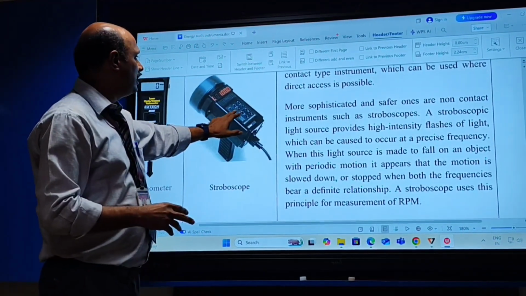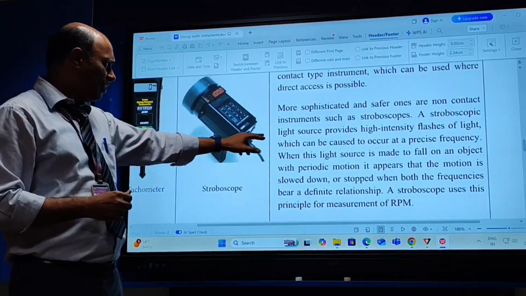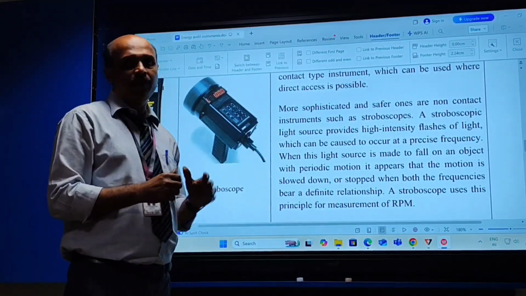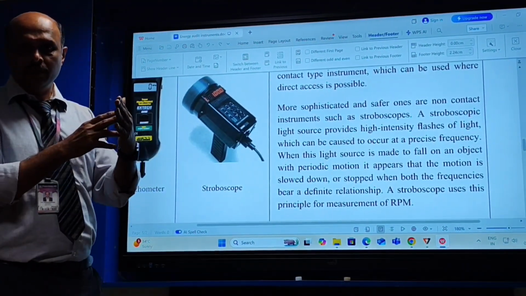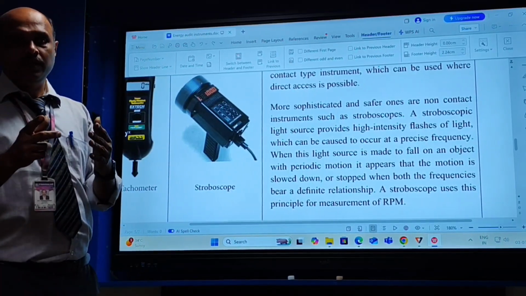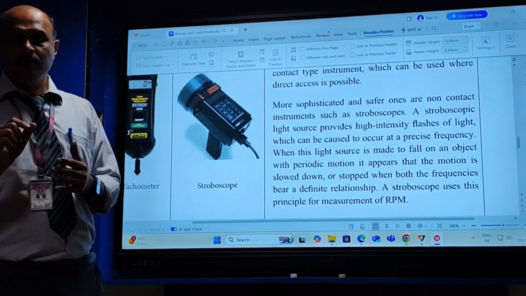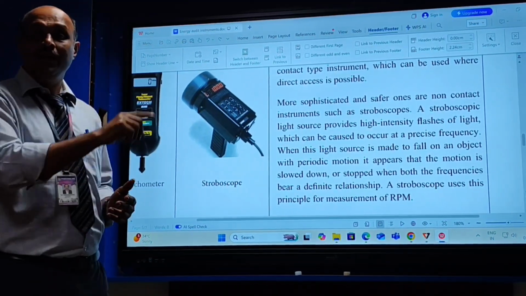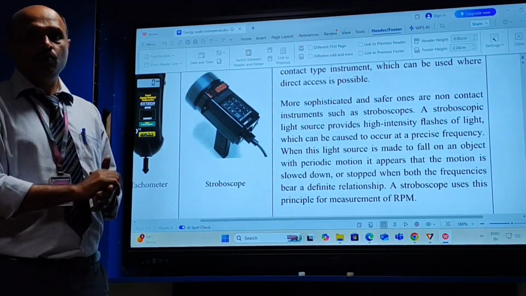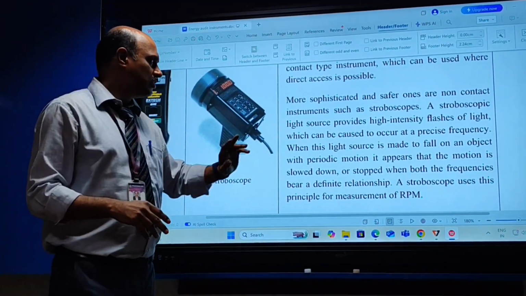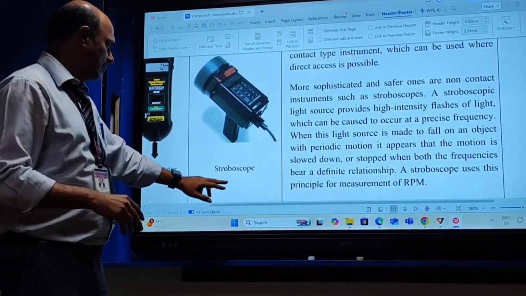So here it sends flashes of light at a particular frequency to the moving object. At a particular tuned frequency, the moving object seems to be stationary, idle. So that frequency matches the speed of the moving object. Okay. This is nothing but the stroboscope type.